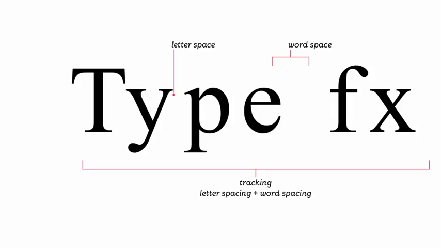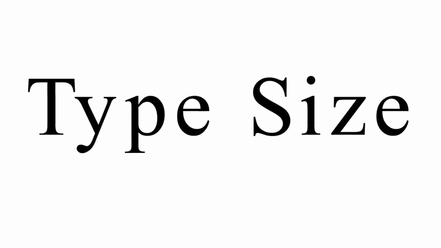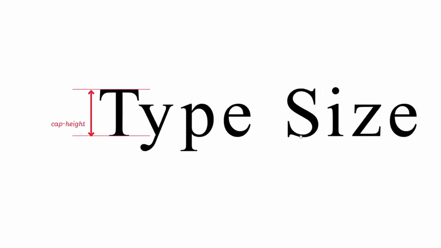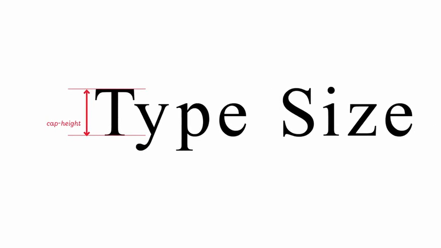One of the most important things you need to know about type is how type is measured. Because type isn't measured in centimeters or inches, it has its own separate measuring system. So let's take a look at type size. Now we already know that type has a cap height measurement, and you'd think that might be a sensible way of measuring type, but that isn't how type is measured.